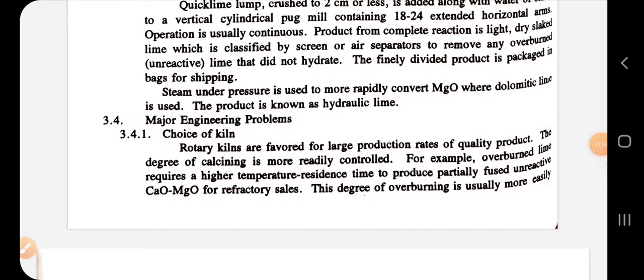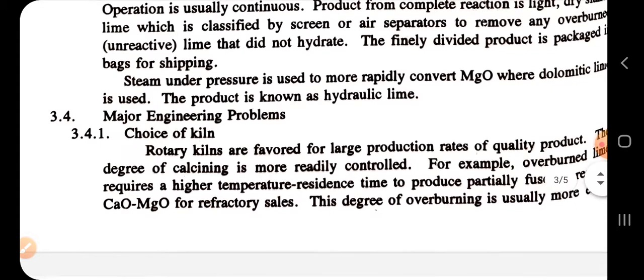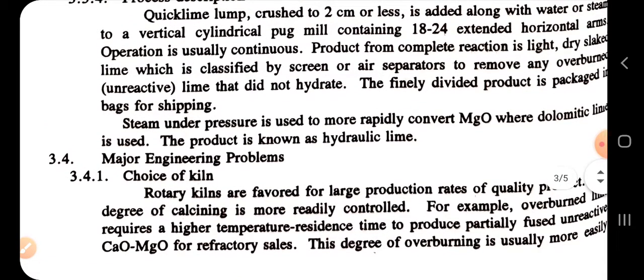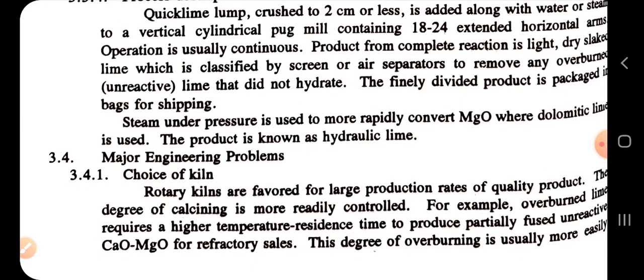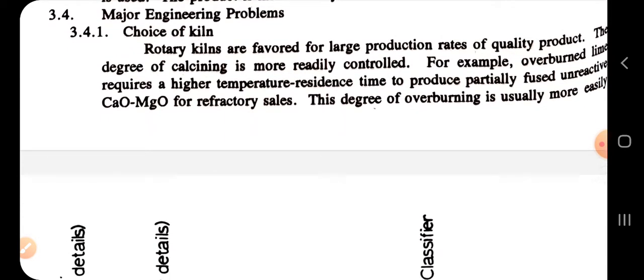Next are the major engineering problems in this process. The first is the choice of kiln. Selection of the proper kiln is very important. Rotary kilns are favored for large production rates and quality product, and the degree of calcining is more readily controlled. For example, overburned lime requires higher temperature and residence time to provide partially fused, unreactive CaO-MgO refractory cells, and this degree of overburning is usually more easily controlled in rotary kilns.